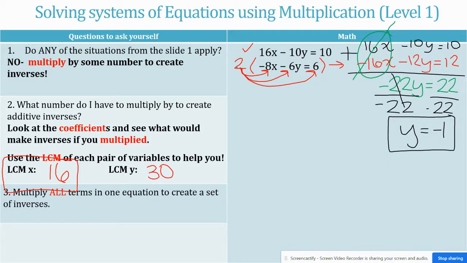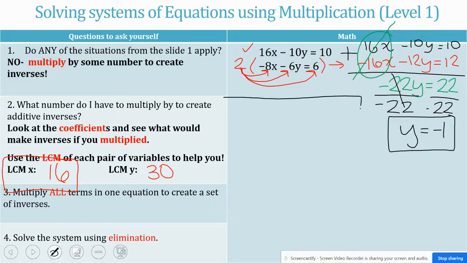Okay? So we multiplied by that 2. We didn't do anything else with the 2. Once we're done with that, we don't have to come back to that. You just have to multiply to create those inverses. Now remember, we're solving a system of equations. So we have y. Now we have to solve for x.